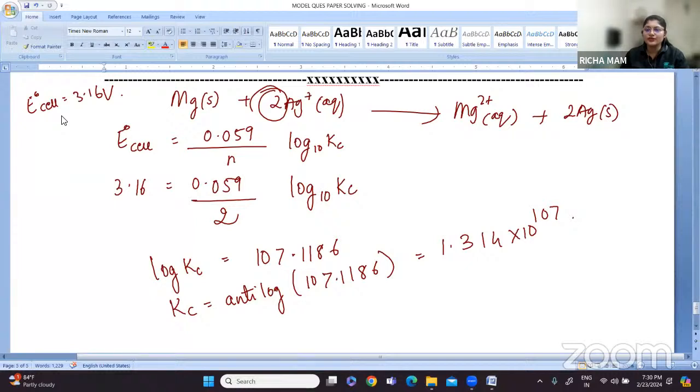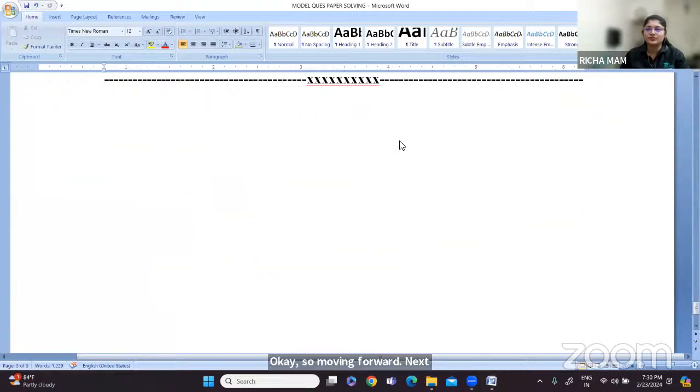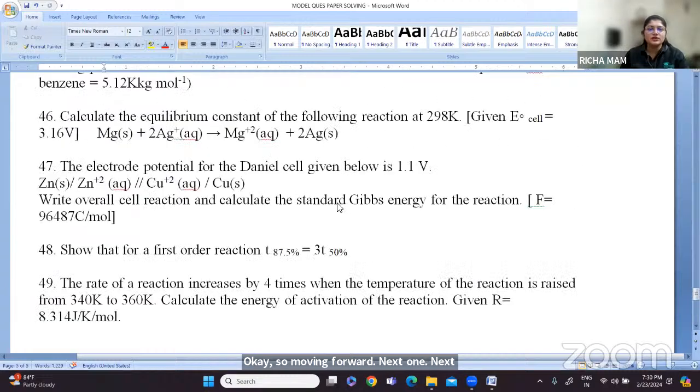Okay. So moving forward, next question. The electrode potential for the Daniell cell given below is 1.1 volts. So this is a cell reaction and the Daniell cell electrode potential is 1.1 volts. Write the overall cell reaction and calculate the standard Gibbs energy for the reaction, and the Faraday value is also given. So we'll solve this question.